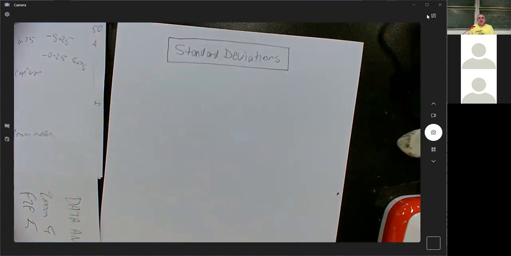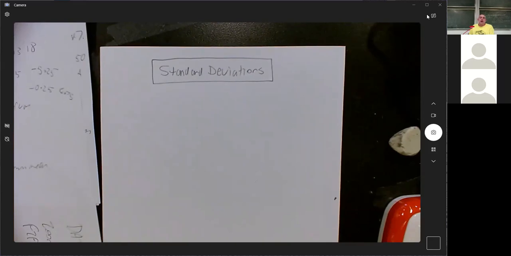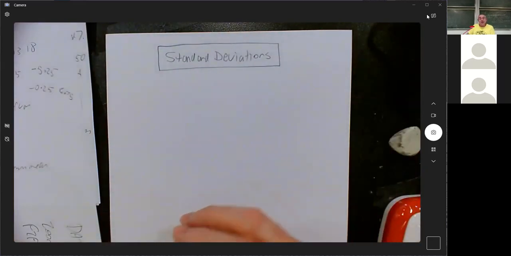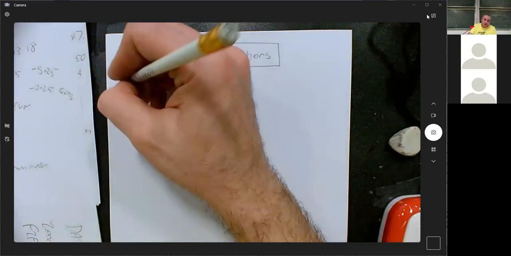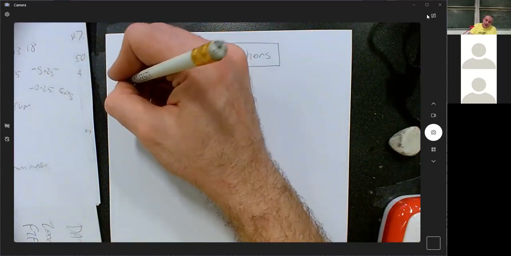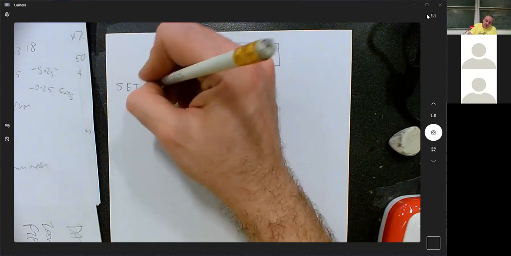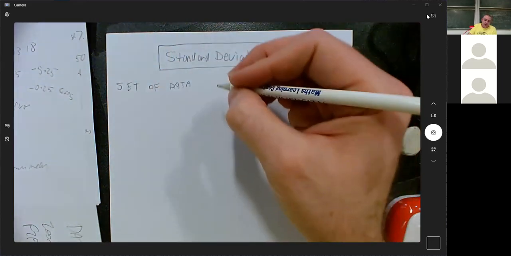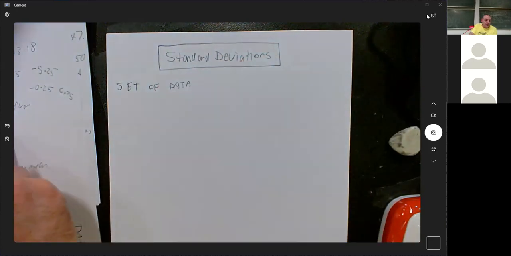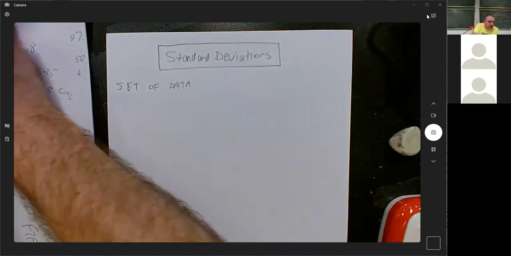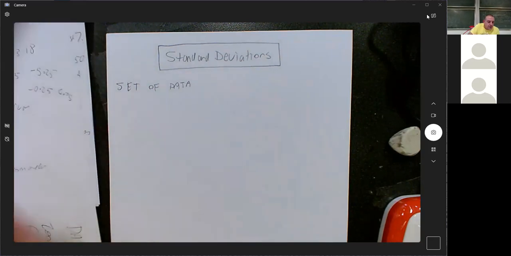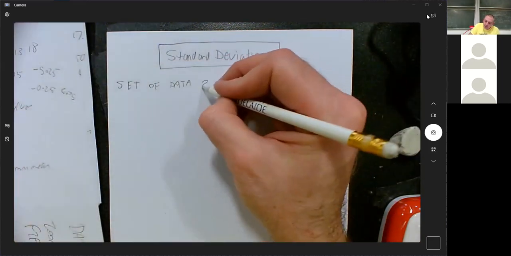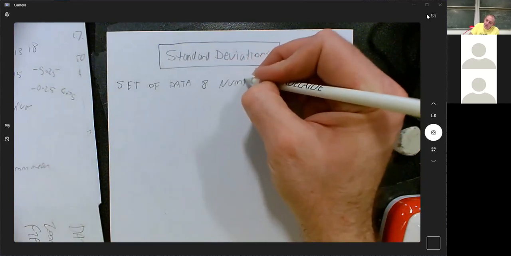This is a question that was in one of the classwork things and someone has asked it, and I just wanted to talk about it because I think it's really interesting. So you've got a set of data, and it has 8 numbers.